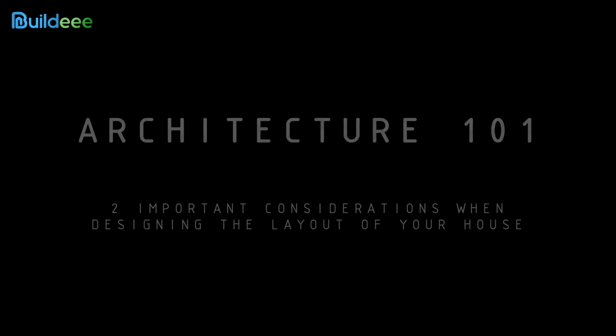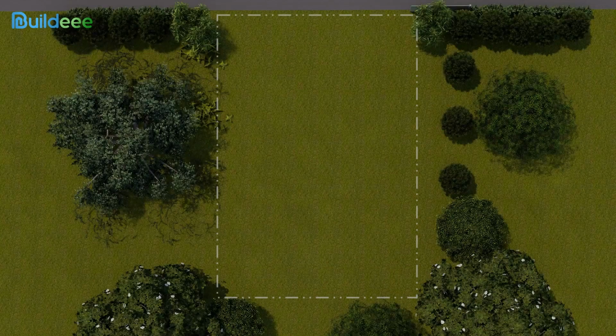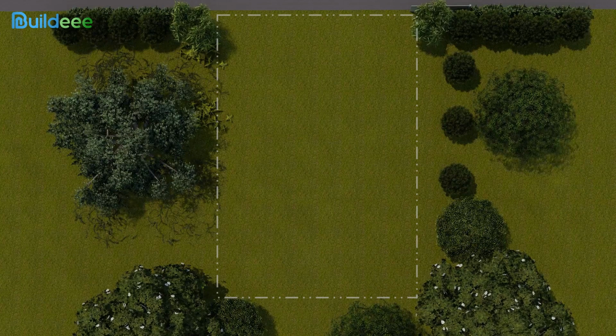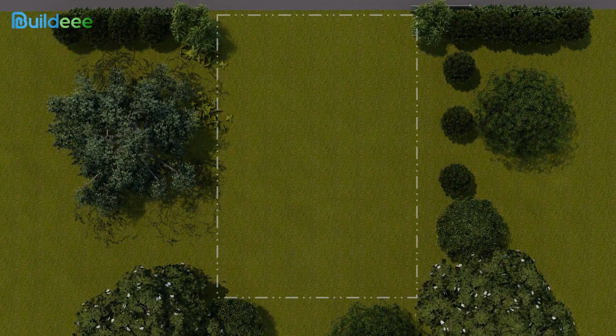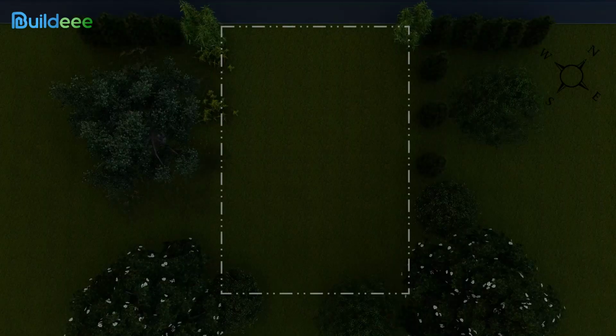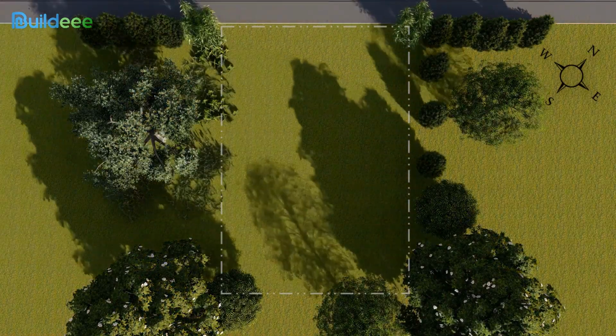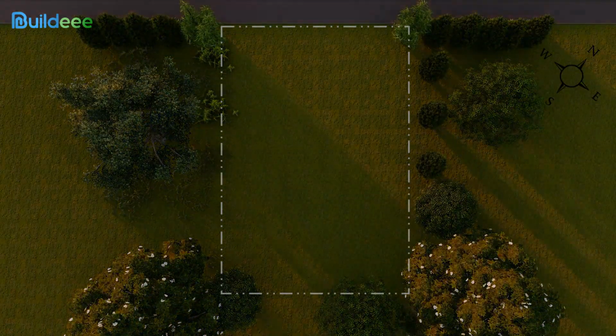In today's video, we are going to talk about the different considerations when designing the layout of your house. Here we have a residential lot, which will be our example. This is important because this will help us decide where and how we'll position every space in the house to give users a comfortable living. The goal is to apply every consideration, which will be shown afterwards.